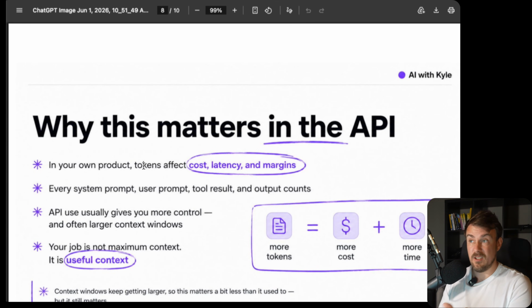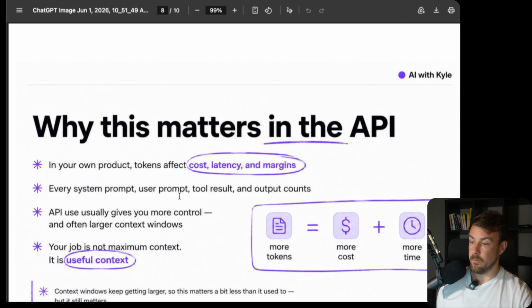The latency is just slower running a much, much larger context model. And of course, your margin. So how much you are charging your customer versus how much you are paying for the API cost. And everything counts. So every system prompt, user prompt that's coming in from your user into the API, tool results, output count. So everything is going to be adding to your cost and onto your bill. So you have to be really careful.